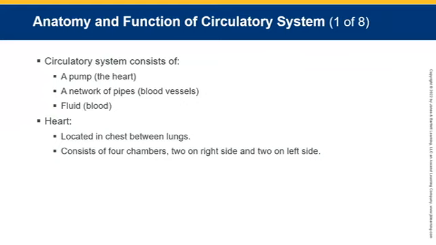The circulatory system consists of a heart, which is a pump, a network of pipes, the blood vessels, and fluid, which is the blood, which flows around the body. The heart is located in the chest between the lungs and consists of 4 chambers. 2 on the right, 2 on the left.